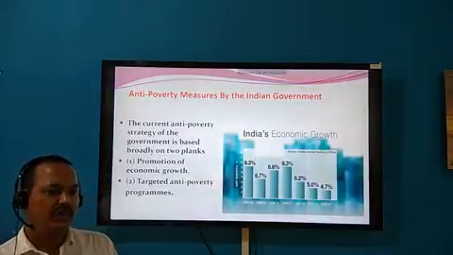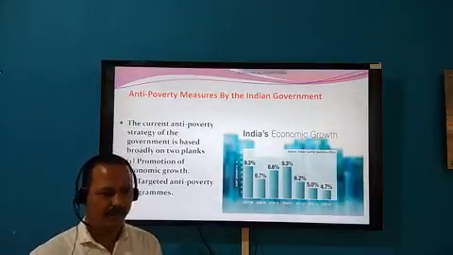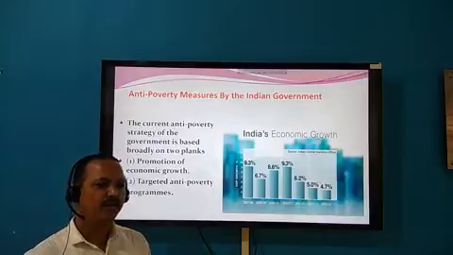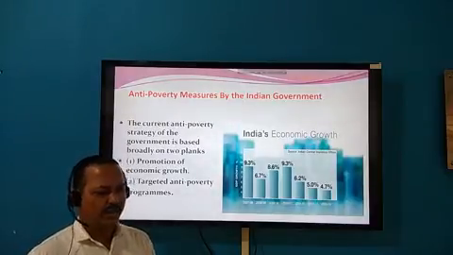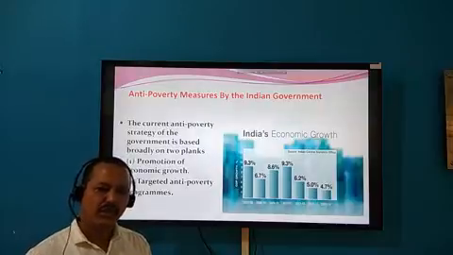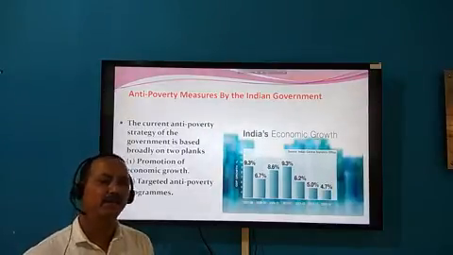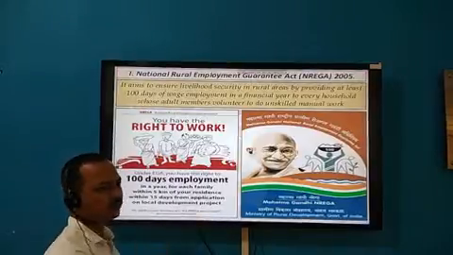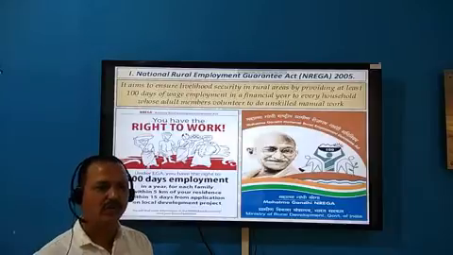Now we are going to discuss the anti-poverty measures by the Indian government. The current anti-poverty strategy of the government is based on two planks. One is promotion of economic growth, another is targeted anti-poverty programs. First one is National Rural Employment Guarantee Act 2005.